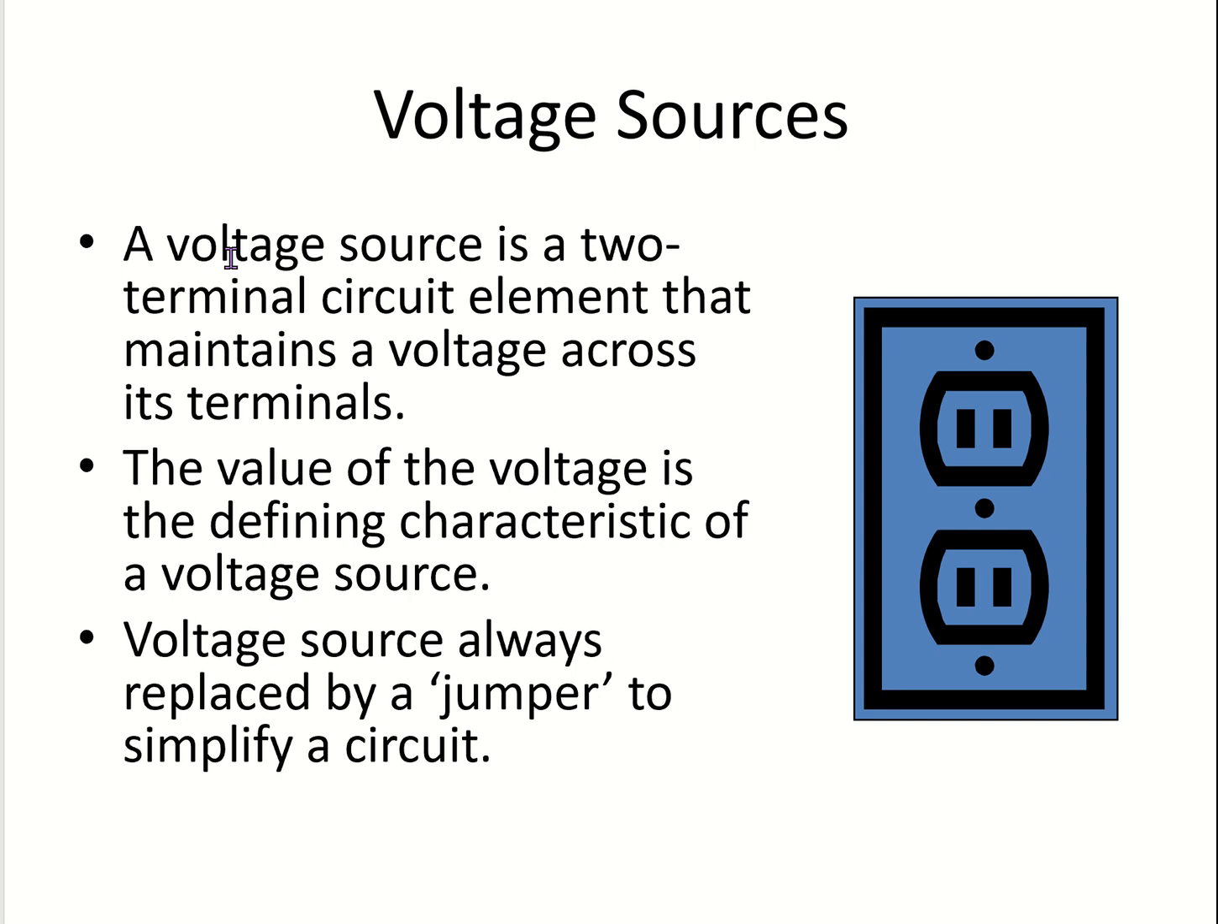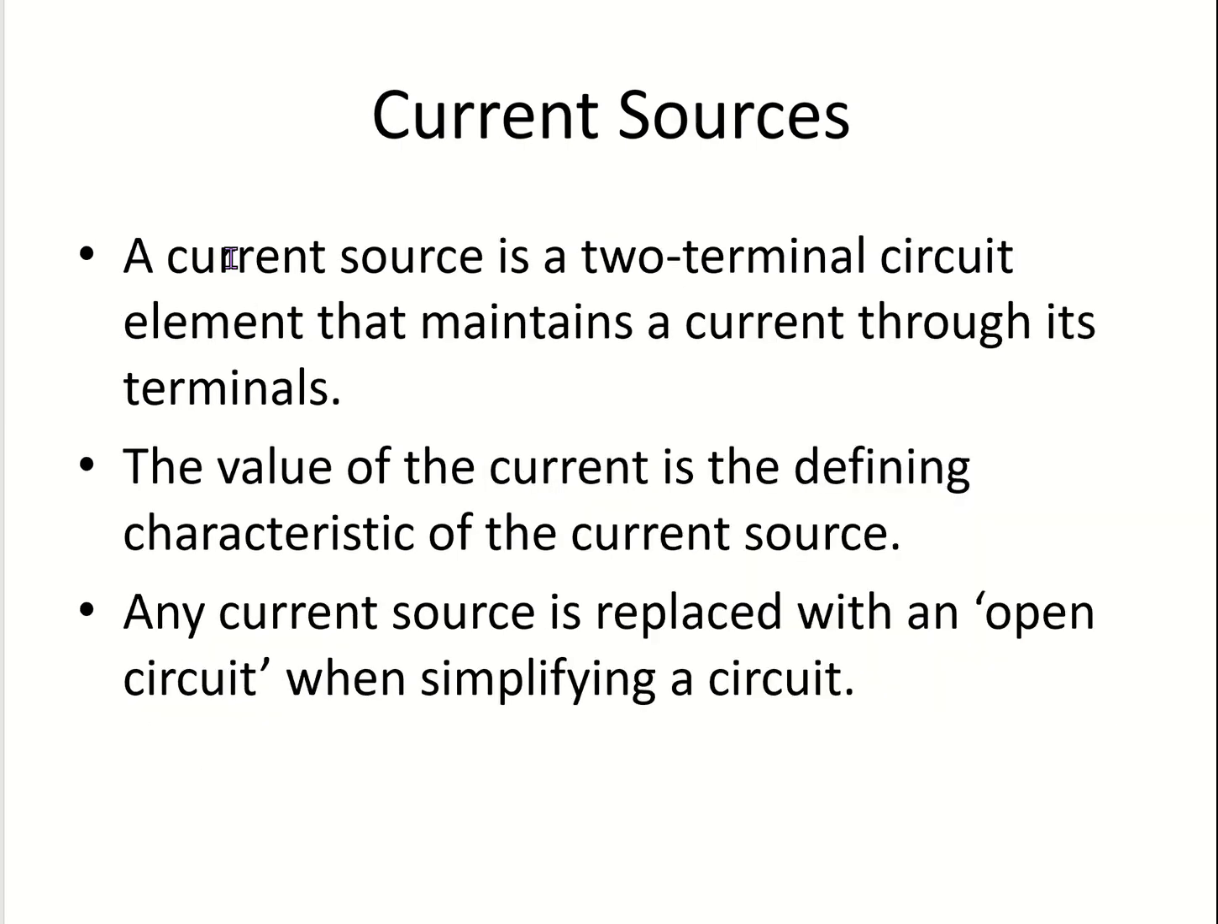Voltage sources are always replaced by a jumper in simplifying a circuit. A jumper can be explained as a line or a wire in place of the voltage source previously.